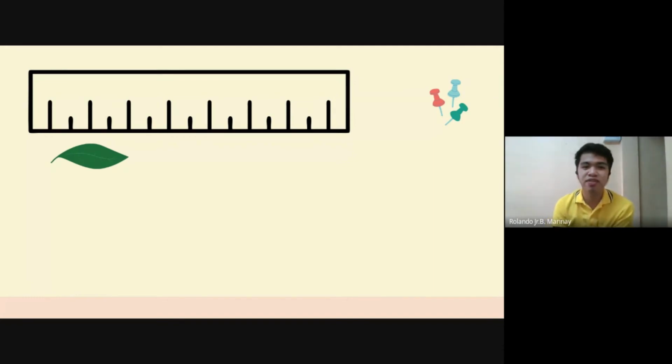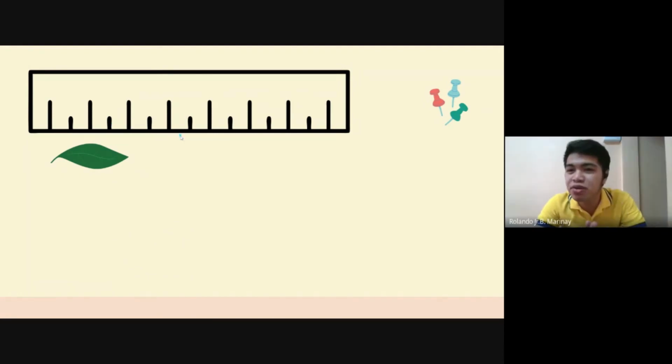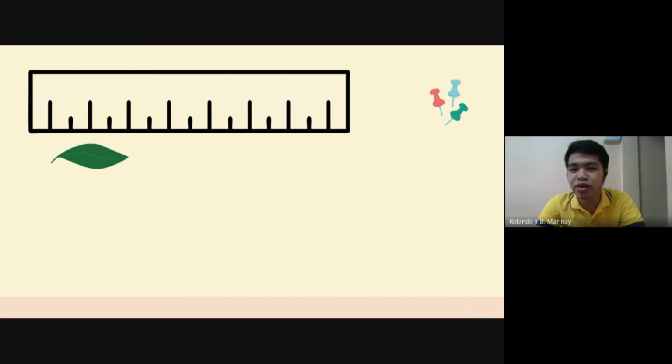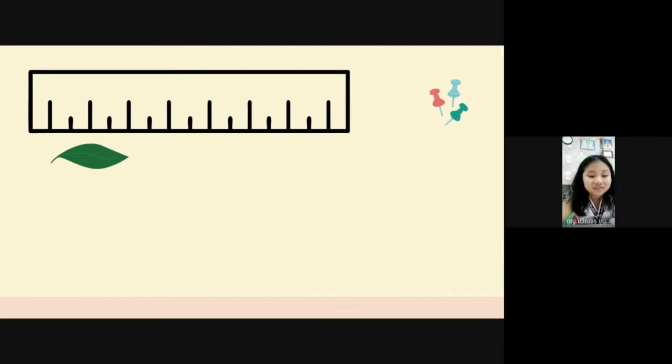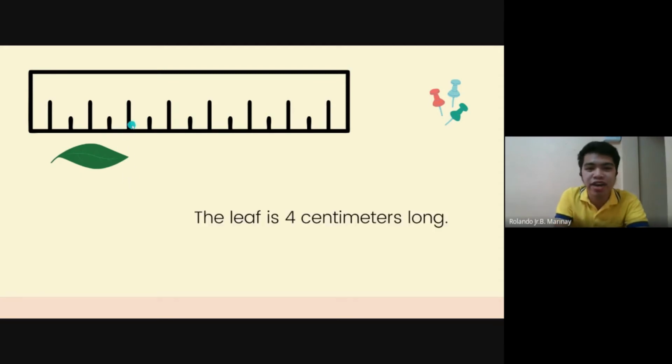What is the measurement of the leaf? You can count it. 5? Remember, you're going to begin with 0. You're going to start counting with 0. 4, very good, Rasa. 0, 1, 2, 3, 4. This is 4 centimeters. The leaf is 4 centimeters long.